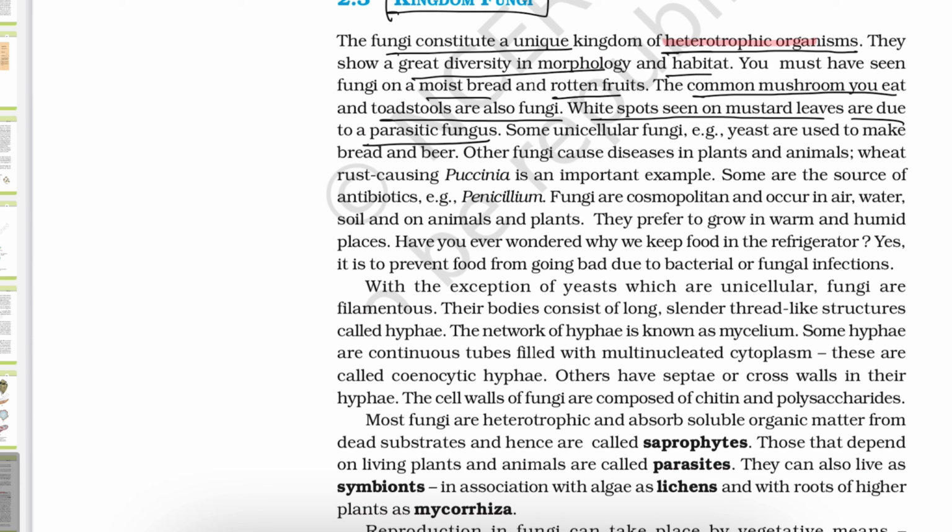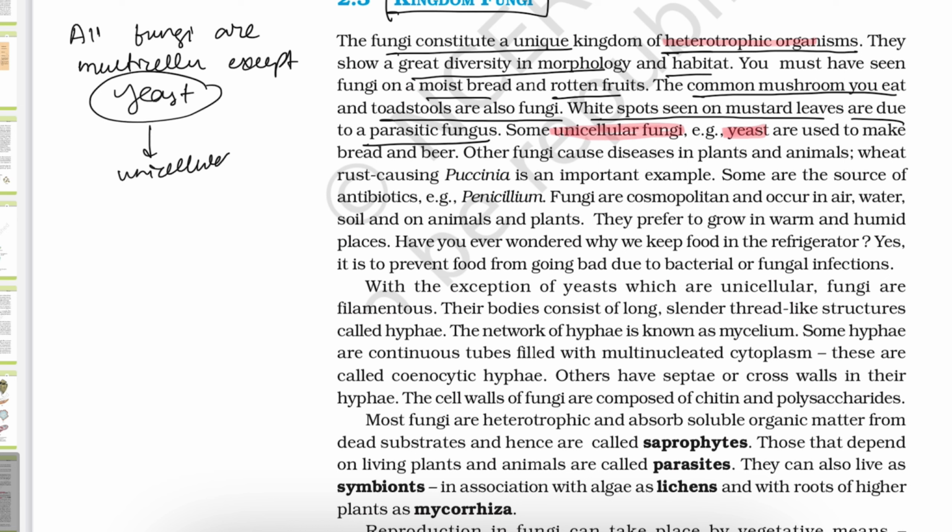Now the example of unicellular fungi is yeast, which is very important. Note that all fungi are multicellular except yeast. Yeast is the only unicellular fungi. Yeast is used to make breads and beers. Other fungi cause diseases in plants and animals, meaning they are parasitic. An example of such a parasitic fungi that causes white rust is Puccinia.